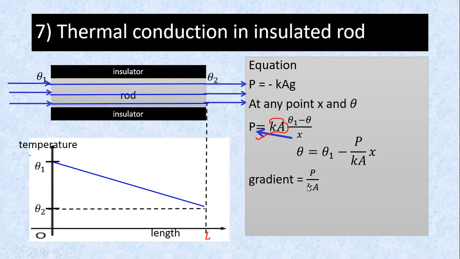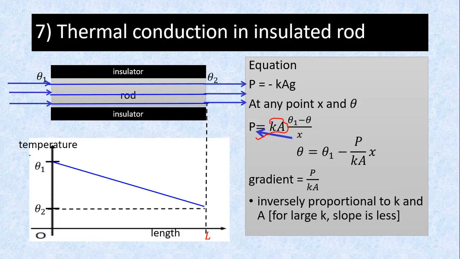The gradient is determined by K. If K is larger, what happens to the gradient? It will be smaller, no? Yeah, the gradient will be smaller. Important: this is the application part where they decide to draw the graph. It's inversely proportional to K and A, so the slope is less.